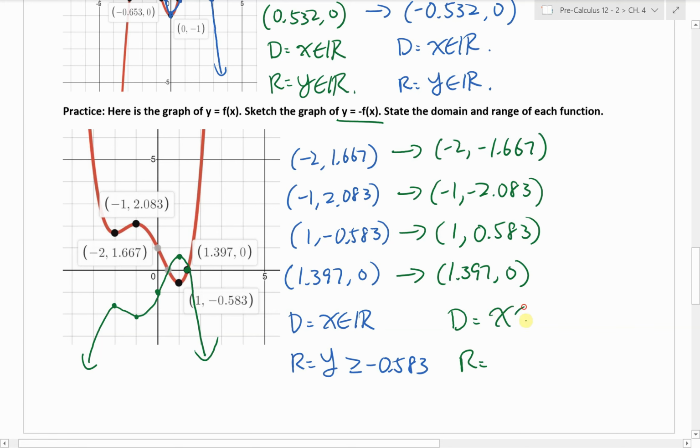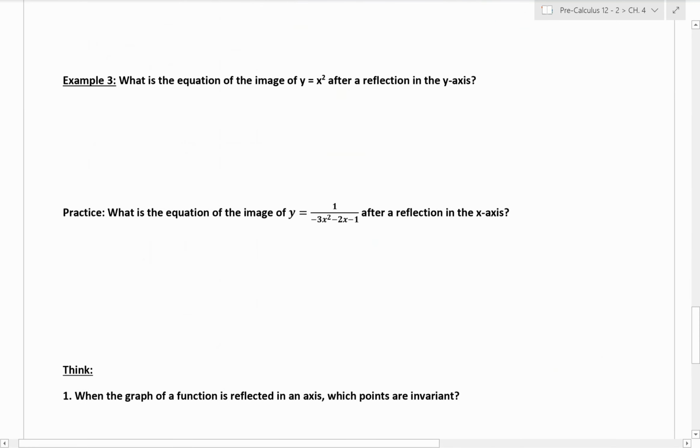Domain remains the same, still all real numbers. Range is now going to be different. We had a minimum, so that's why we had y is greater than or equal to negative 0.583. Now we have a maximum, and the maximum is right here. And what is that? That is 0.583, is it? Yes. So now y has to be less than or equal to positive 0.583, because that is now our maximum. All right. Hopefully that's okay for you. We'll be looking at our last example here.